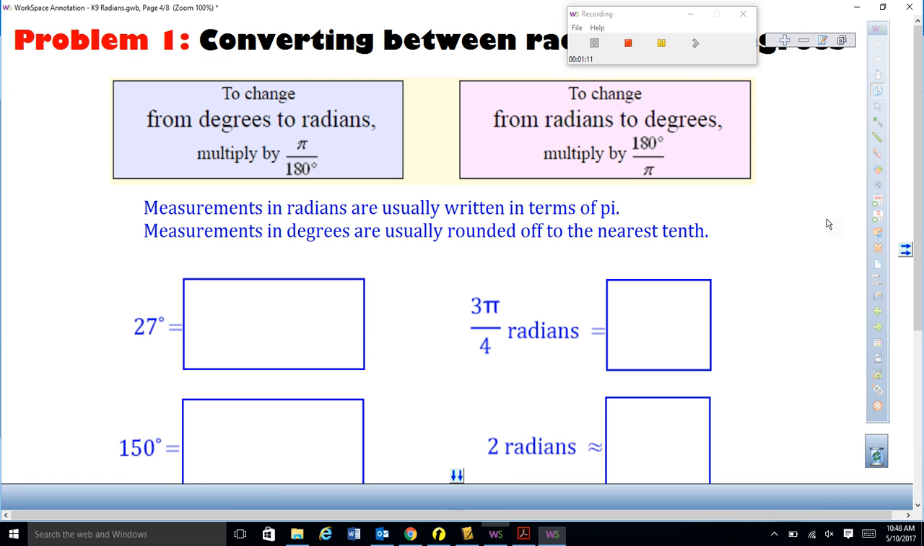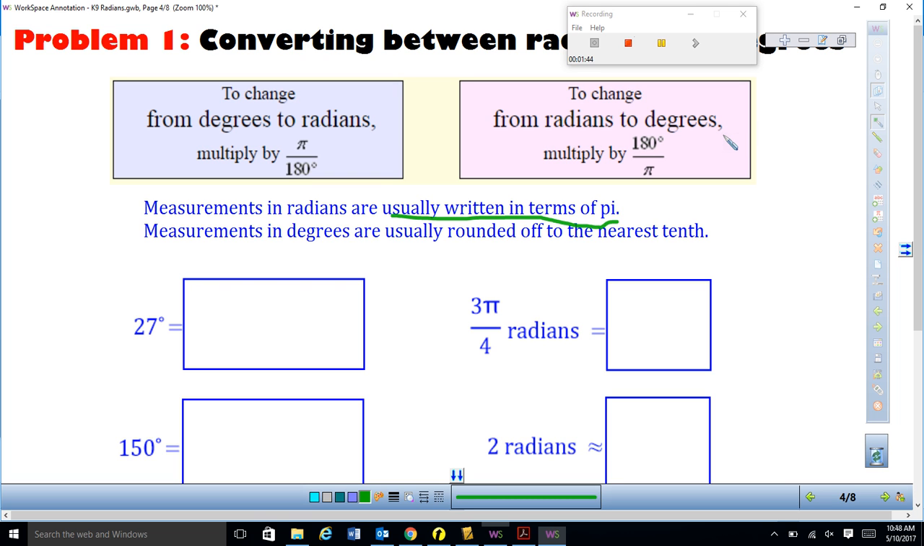Converting between radians and angle measures. To change from degrees to radians, we multiply by pi over 180. To change from radians to degrees, we just do the opposite. We multiply by 180 divided by pi. Measurements in radians are usually written in terms of pi. This is really important, so please underline this in your notes. We always want to leave our radians in terms of pi.